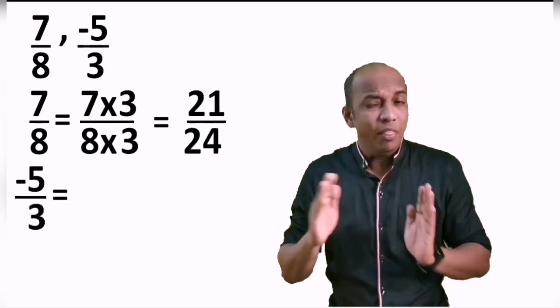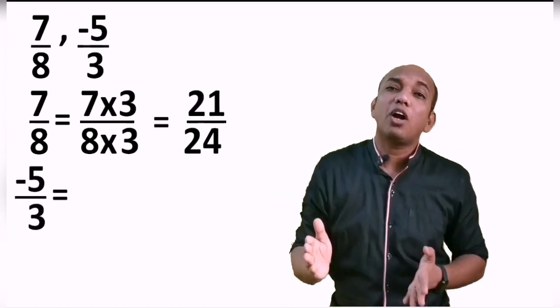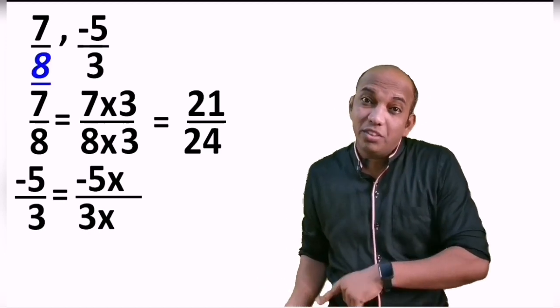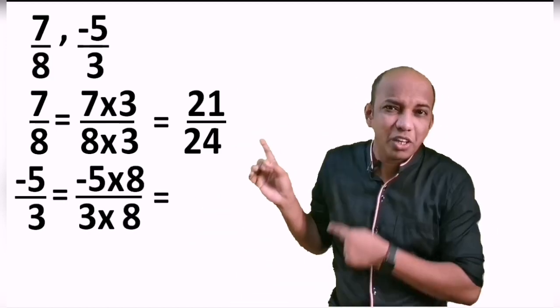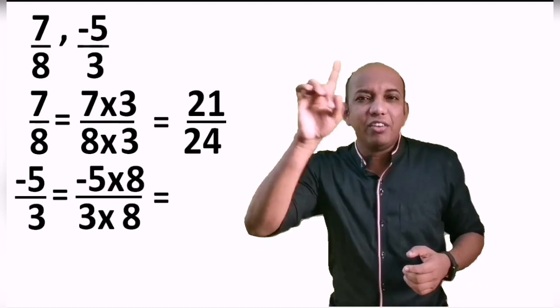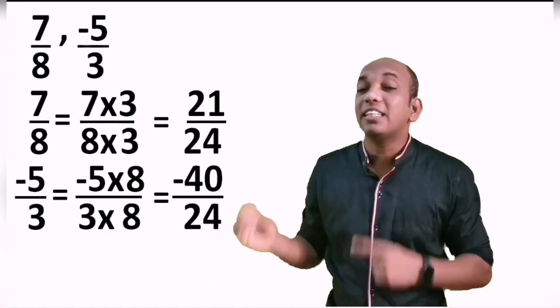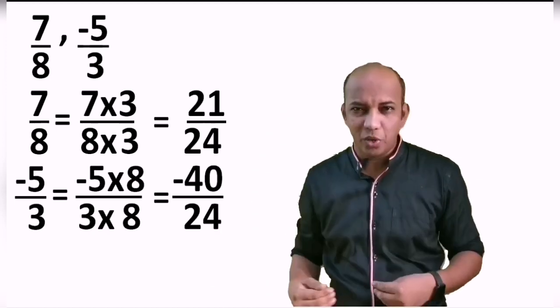21 upon 24. Okay. Now the second fraction also we have to convert by multiplying by the denominator of the first fraction, the way you are looking at the board. So we get minus 5 into 8, the whole upon 3 into 8, that results in minus 40 upon 24.